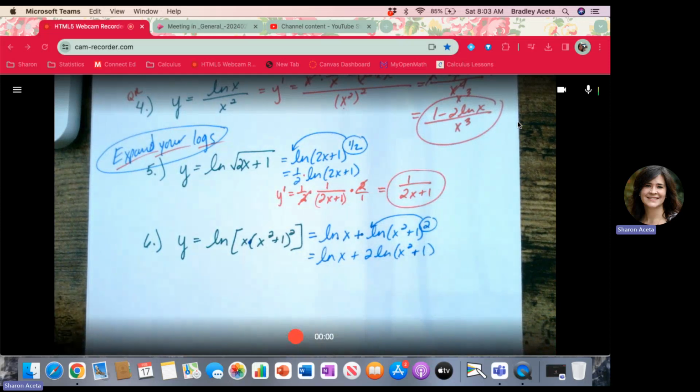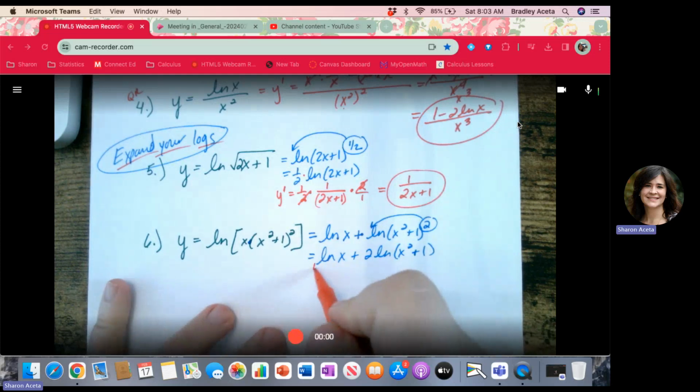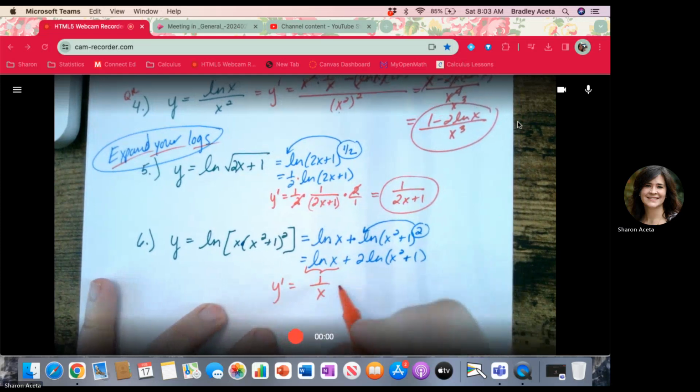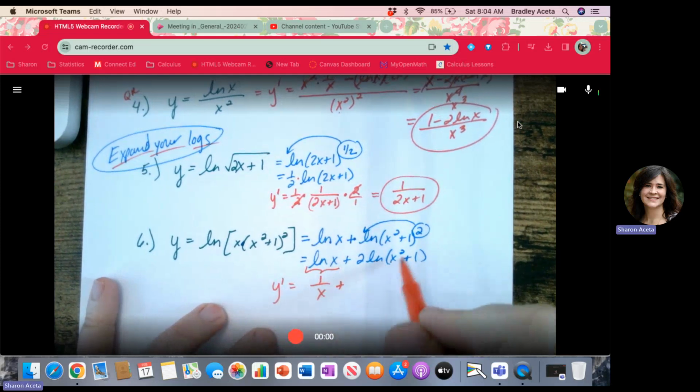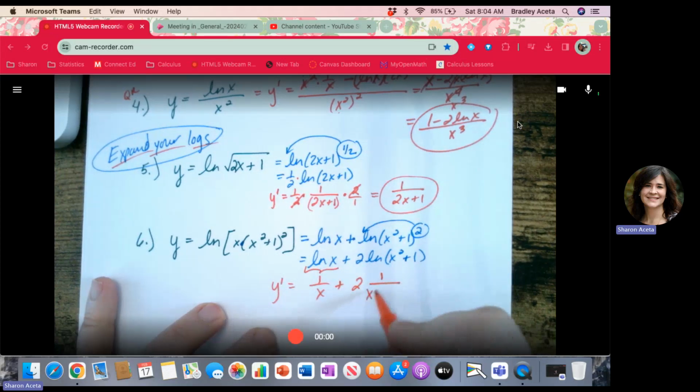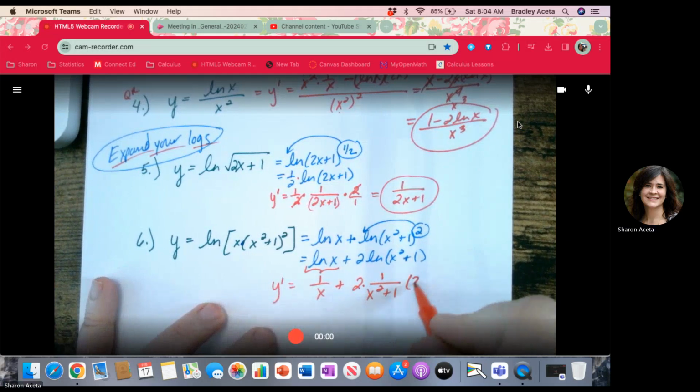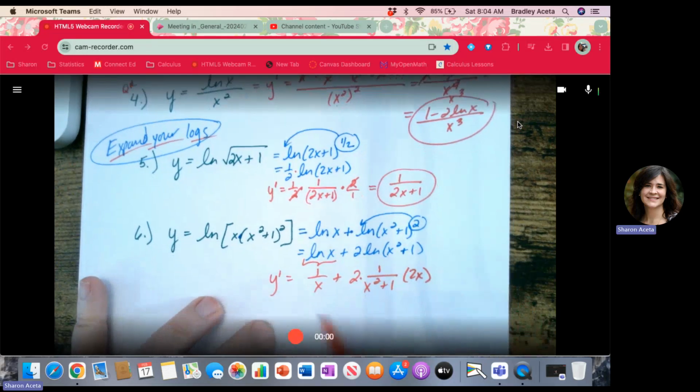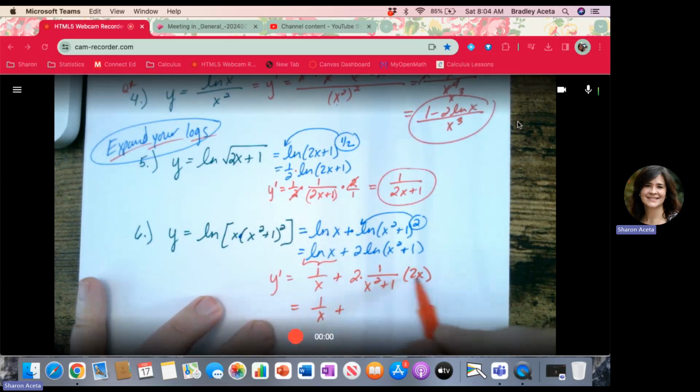And now I'm going to take the derivative of each one separately. So what's the derivative of ln of x? Well, it's just 1 over x. What's the derivative of 2 ln of x squared plus 1? Well, you got to attach that 2. The derivative of ln of x squared plus 1 is 1 over x squared plus 1, and then times that chain. So this would be 1 over x plus 2 times 2x. These are both in numerators. 4x over x squared plus 1.